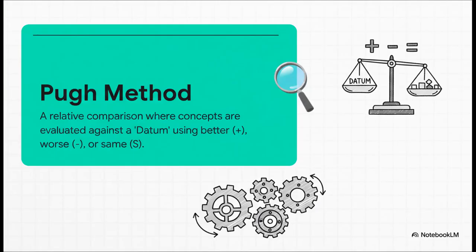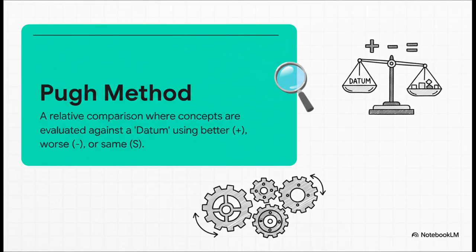A fantastic tool for this, especially for a first pass, is something called the Pugh method. The key concept here is that it's a relative comparison. It's not about absolute numbers. You just pick one of your designs, maybe the simplest one or whatever the current standard is, and you call that your datum. Then, for every criterion you care about, like cost or weight, you just ask a simple question for the other concepts. Is it better, worse, or about the same as my datum?